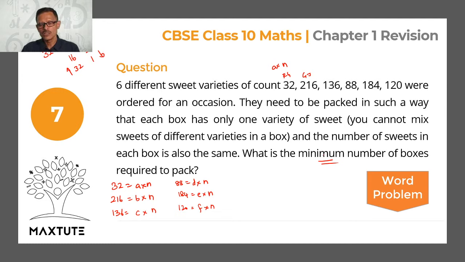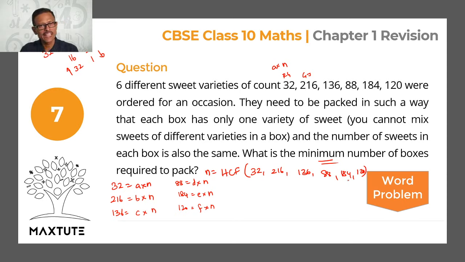That's evident. We are looking for the minimum number of boxes, which means we need to find the largest number of sweets that can go into each of these boxes. We realized n is a factor of all of these numbers. Now we need n to be as high a value as possible. n is a common factor to these numbers. If n takes its highest value, then n is equal to the HCF of all of these numbers: 32, 216, 136, 88, 184 and 120.